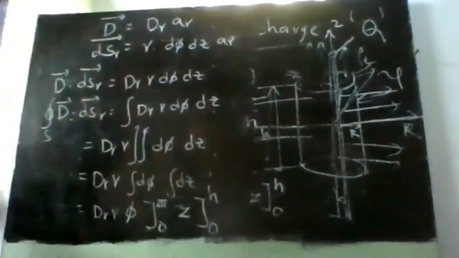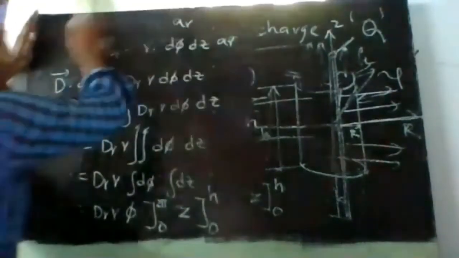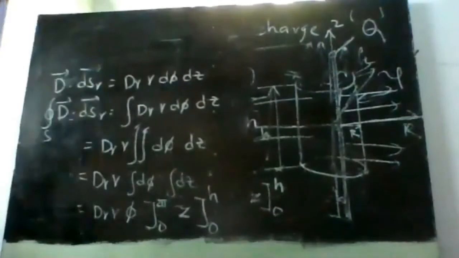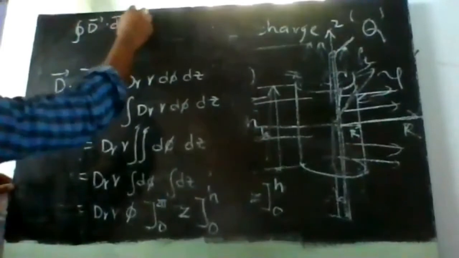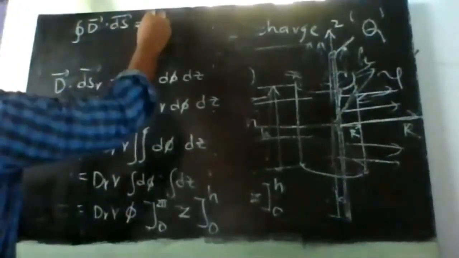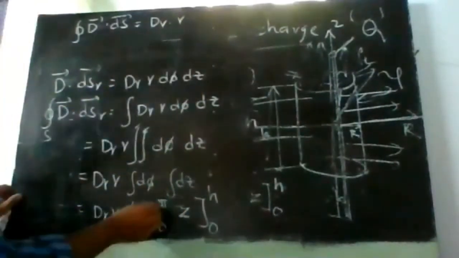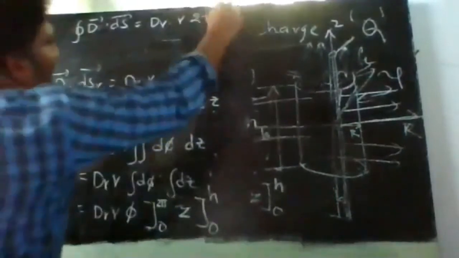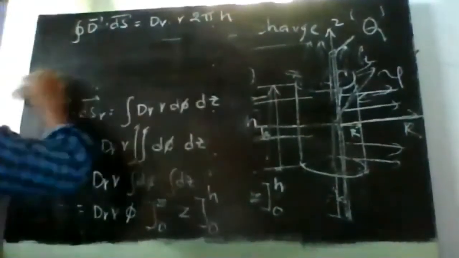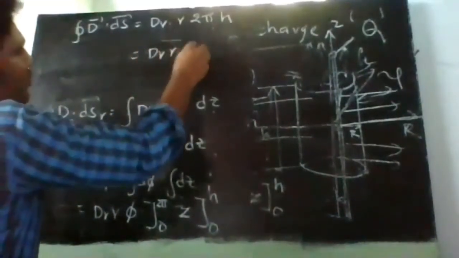Okay, clear, understood? Now therefore, this is equal to... what happened now? The integral of D bar dot dS bar is equal to, what do I get? This becomes dr, this becomes r. This is phi. Substituting the limits in phi, 2 pi minus 0 gives 2 pi. Substituting the limits in z, 0 to h gives h. So this is equal to dr r 2 pi h.